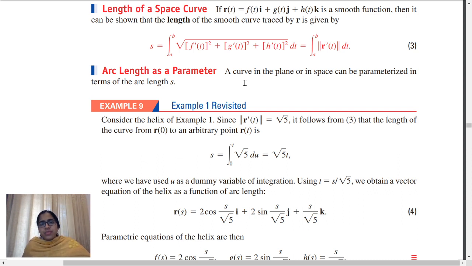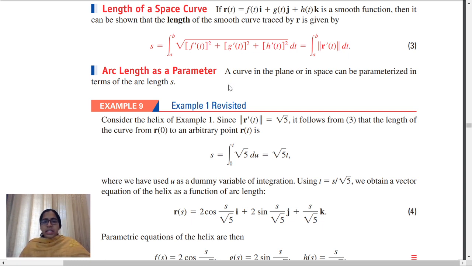In the previous session we had discussed the formula for the length of a space curve. If r of t is a smooth function, then the length is given by s equals the integral from a to b of the magnitude of r dash of t dt. Now to depict the concept of using arc length as a parameter, let us go for an example. Now we'll do example 9.